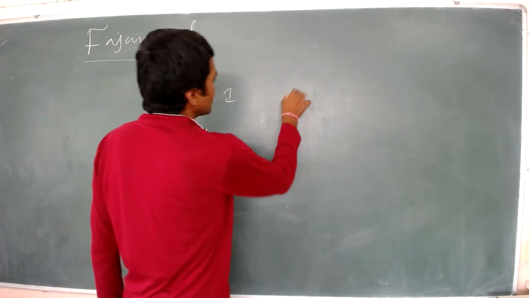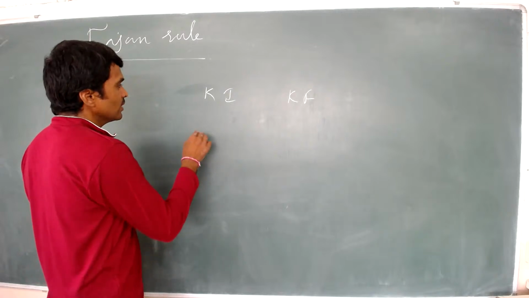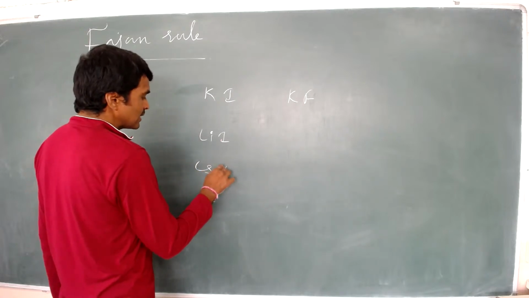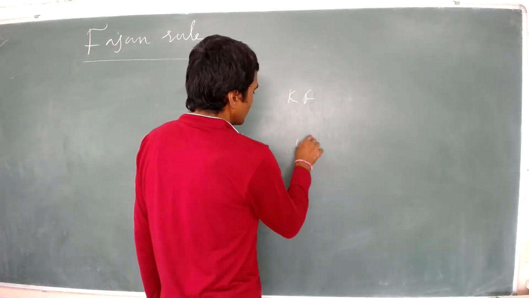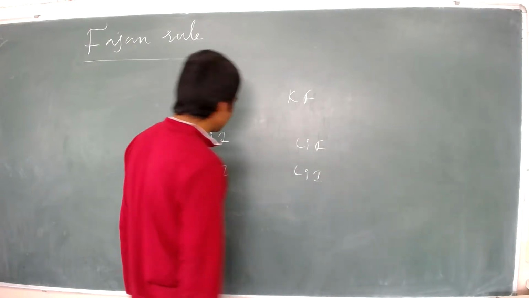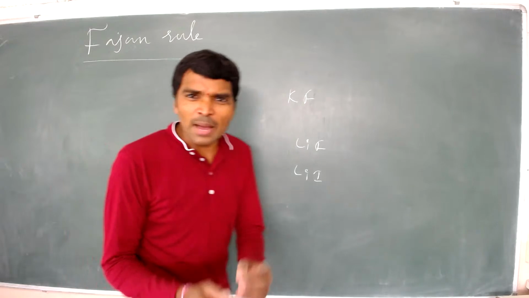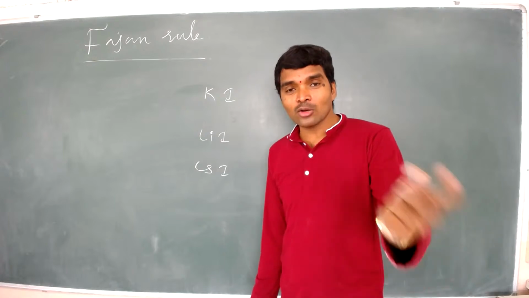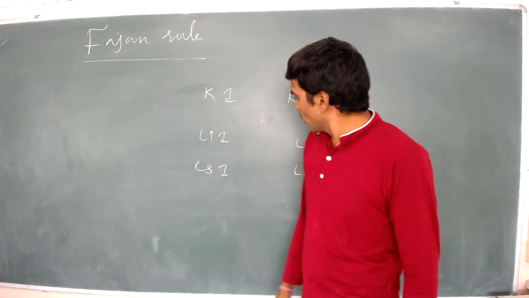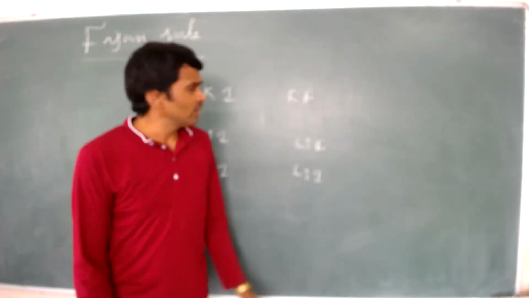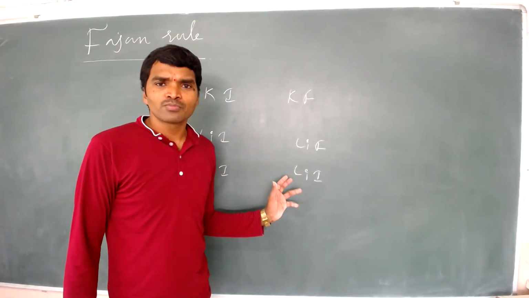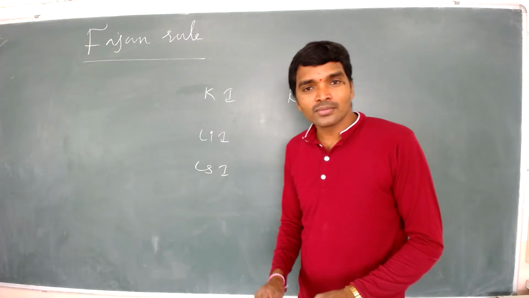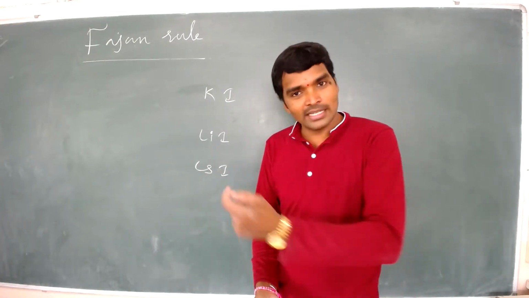KI, KF, lithium iodide, cesium iodide, lithium fluoride, lithium iodide. Here I am going to take this comparison, then only we can decide whether a given molecule is ionic or covalent. Whatever examples I have taken here are all mostly ionic only. But if we compare these two molecules, we can decide which is ionic and which is covalent.